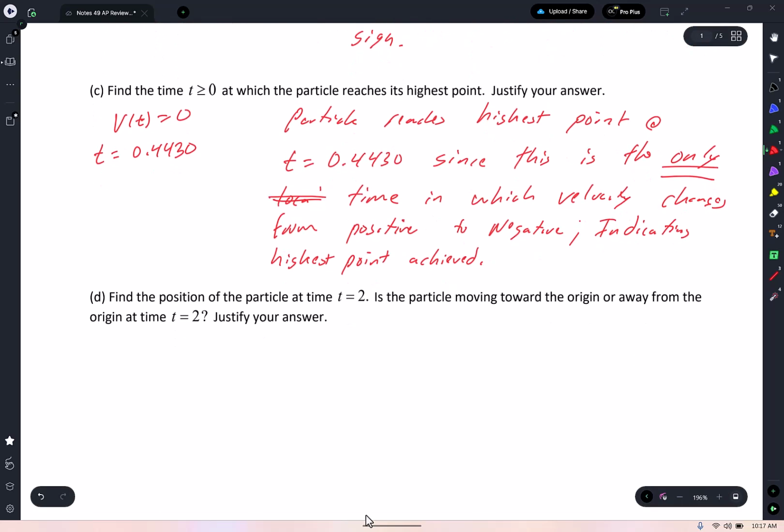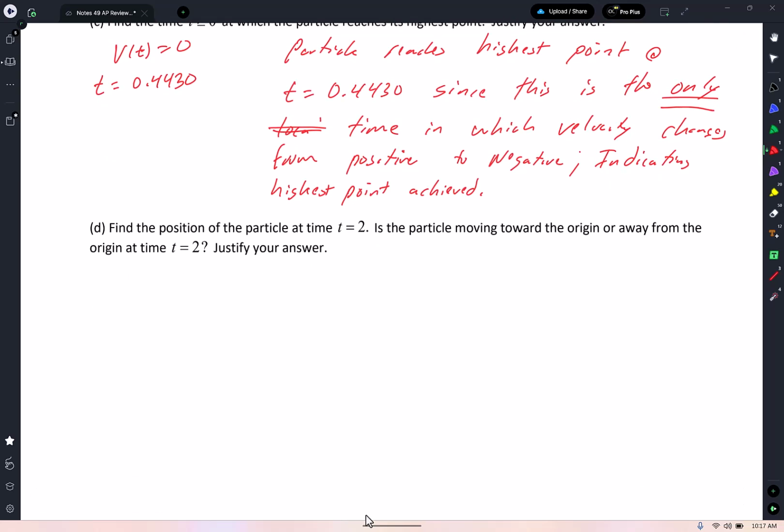Okay. Letter D. Find the position of the particle at t equals 2. Is the particle moving toward the origin or away from the origin at time t equals 2? Justify your answer.